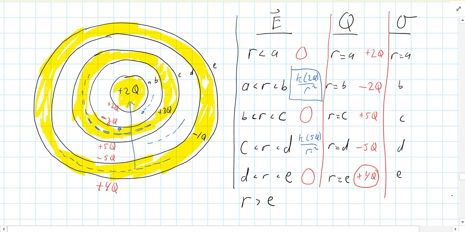And how about outside this whole thing? If I'm out here somewhere, how much total charge is in the system? Well, it's 4 times q. So you'd have k times 4q over r squared. Okay, so there's your electric fields.